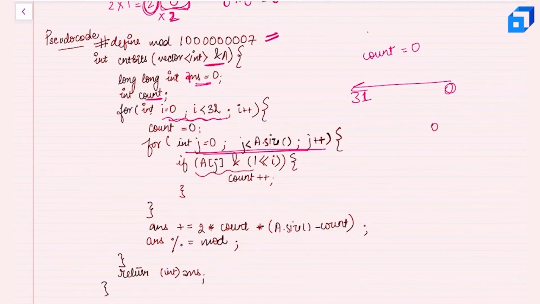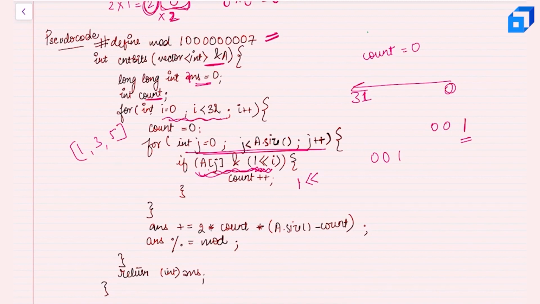So in case of 1, its 0th bit is set. So this will essentially give me what? So A[j] in this case is 0 0 1, let's say. So I have 1, 3 and 5 with me. So let's say A[j] in this case is nothing but 1, and 1 left shifted by i, that means 1 left shifted by, sorry, no, it's right.